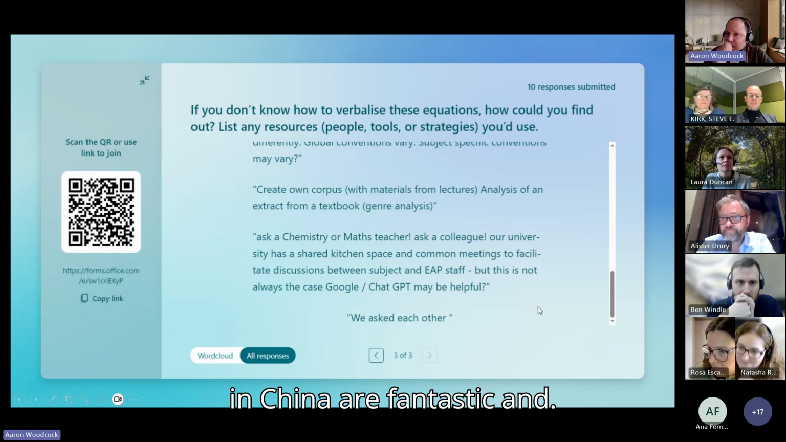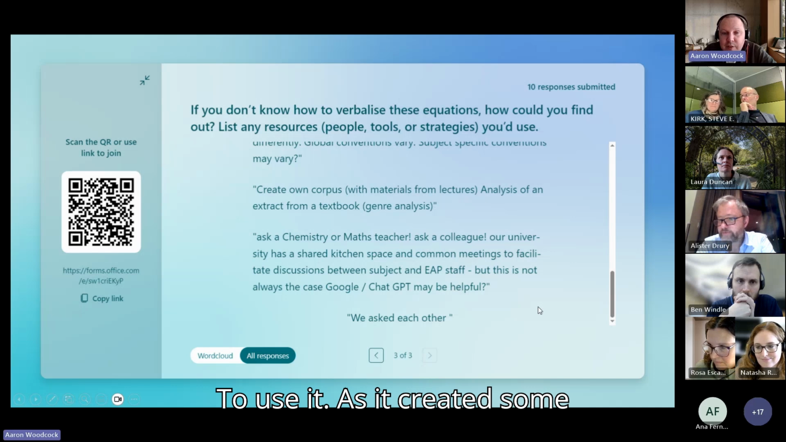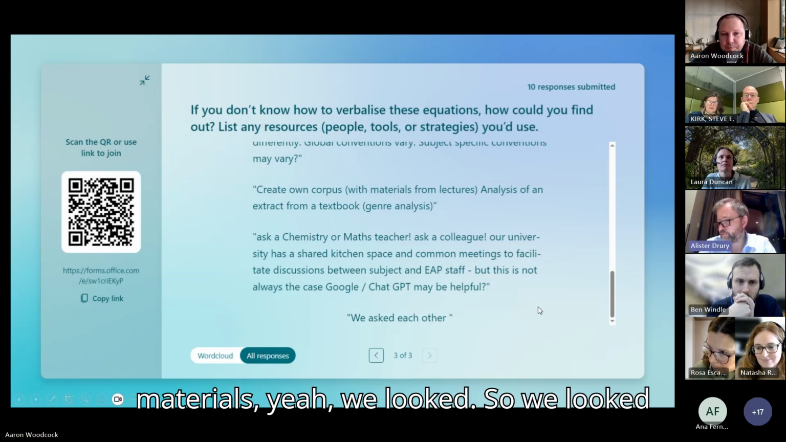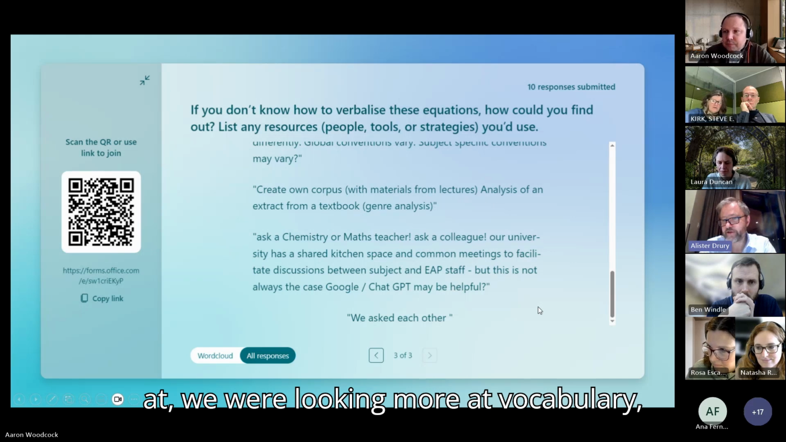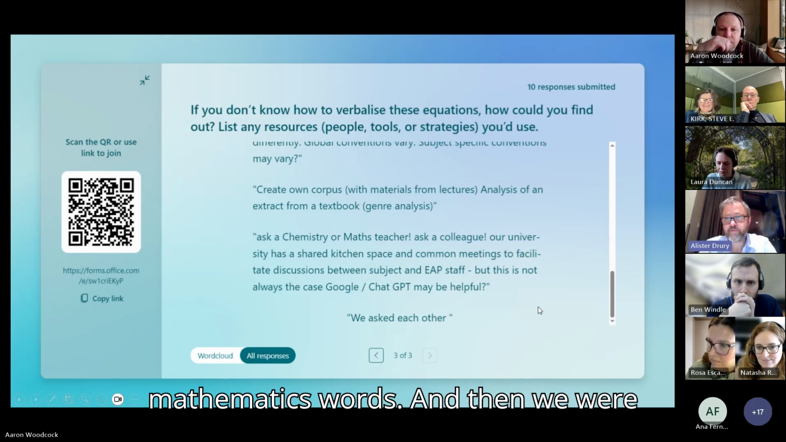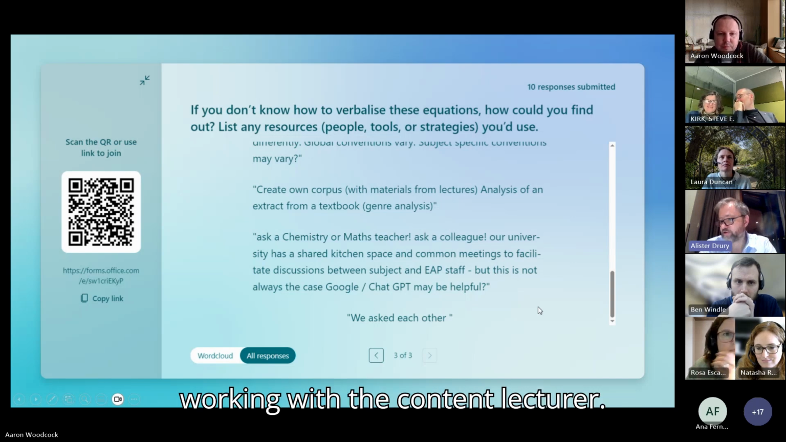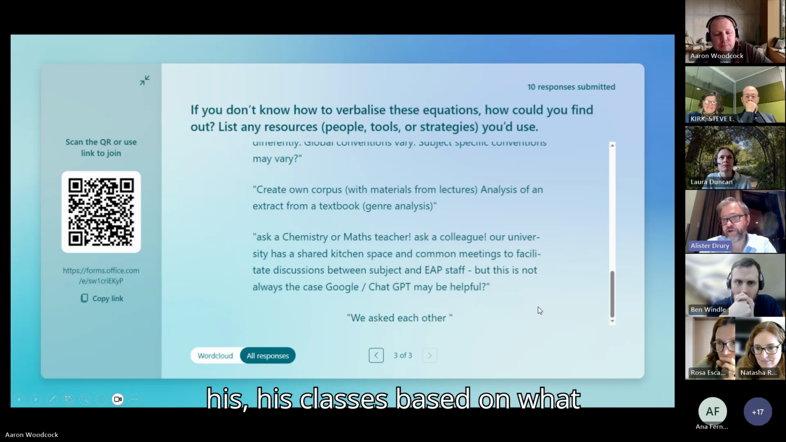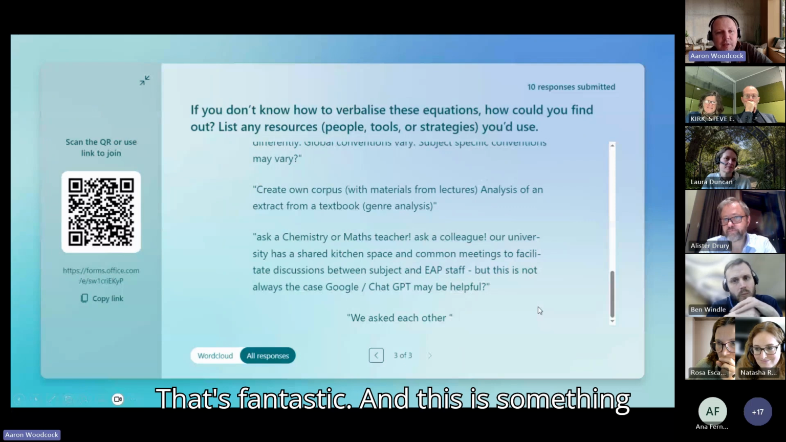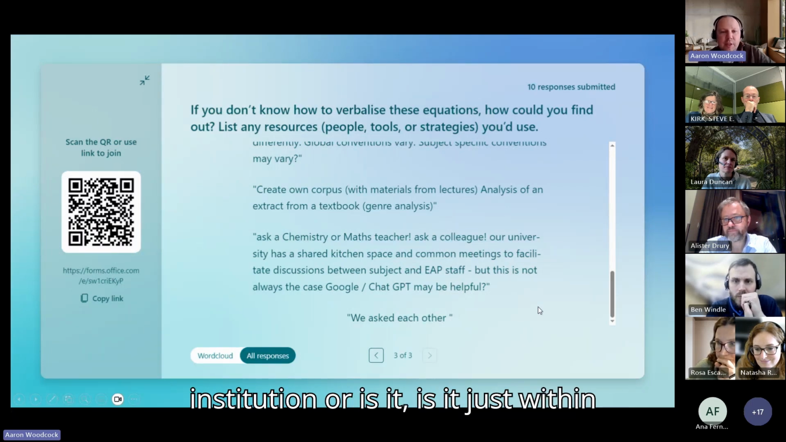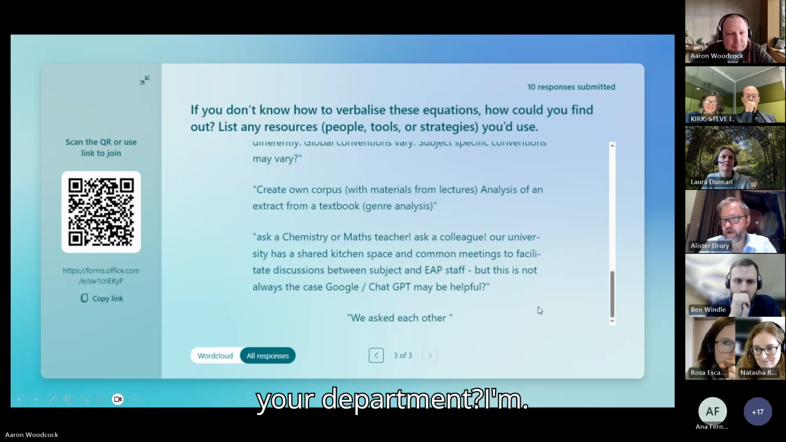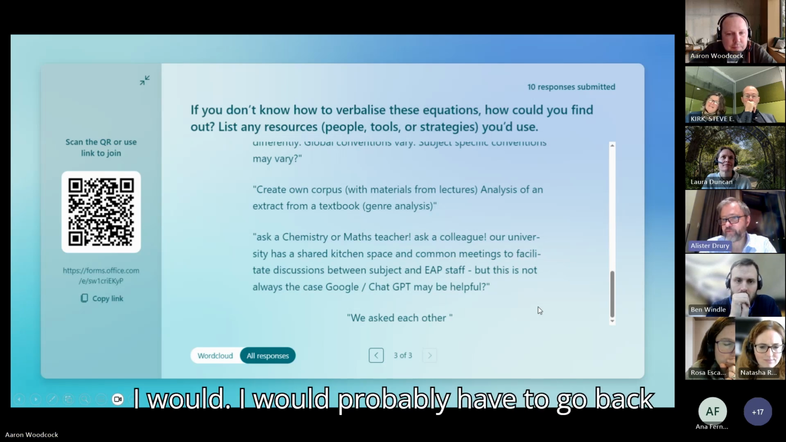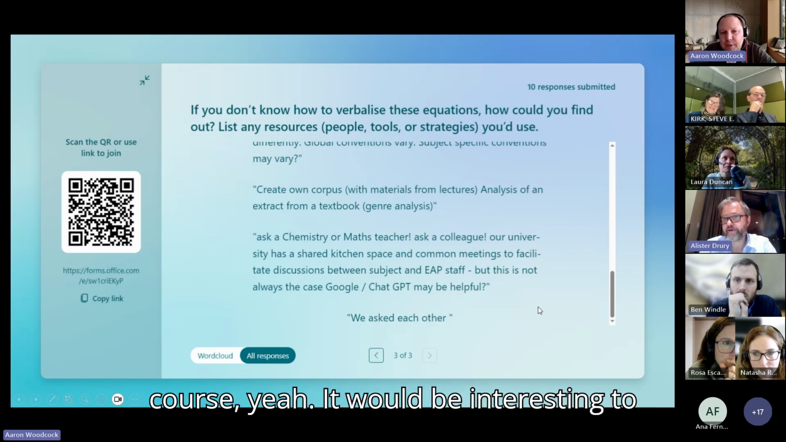Oh, yeah. Fantastic! And do you use it? Has it created some materials? Yeah, we were looking more at vocabulary. So particularly sort of polysemous words, mathematics words, and then we were working with a content lecturer. So he's done a little bit of language within his classes, based on what we found really. That's fantastic. And is this something that can be shared outside of your institution, or is it just within your department? I'd probably have to go back and get permission to share it. Of course.